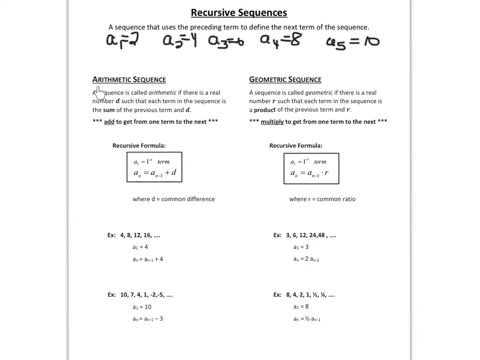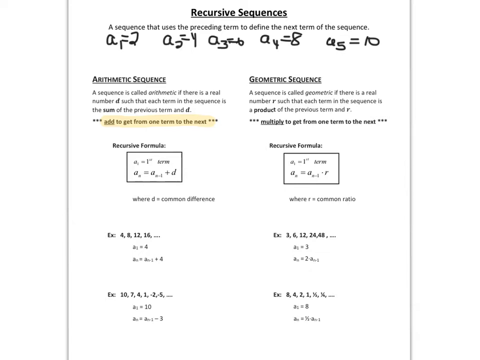The first one is called an arithmetic sequence. I'm going to highlight this because this is really the main point. In an arithmetic sequence, you add to get from one term to the next. So see this sequence I just listed out here? This would be arithmetic. Didn't I say we're adding on 2 to get from one term to the next? Plus 2, plus 2, plus 2. So this would be arithmetic.